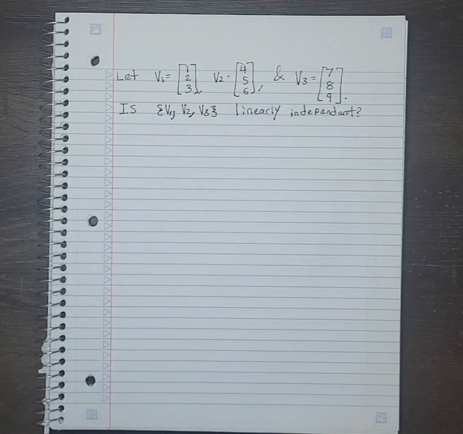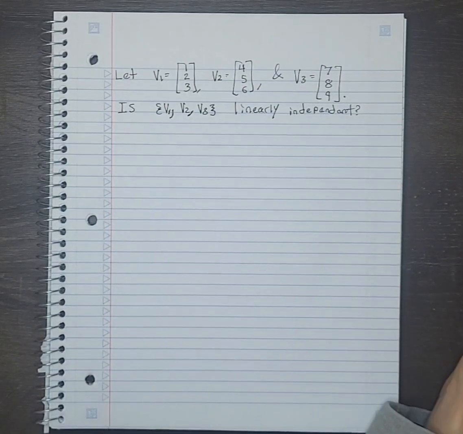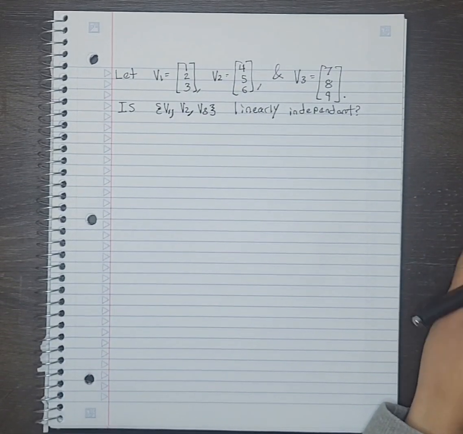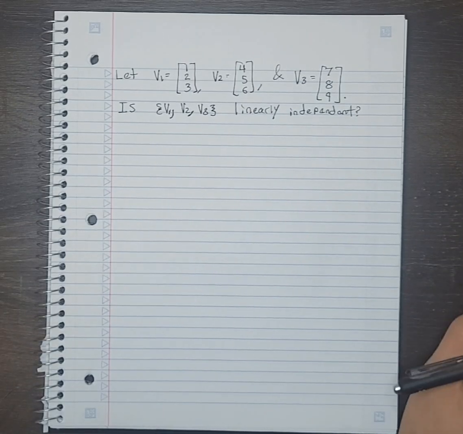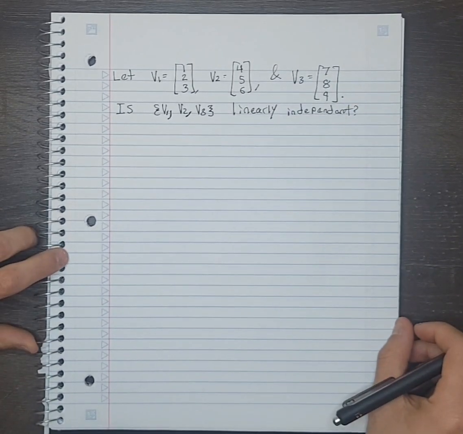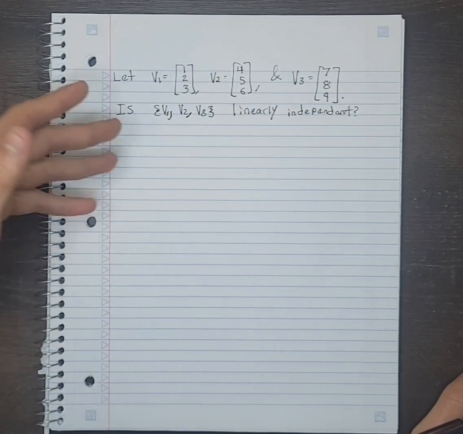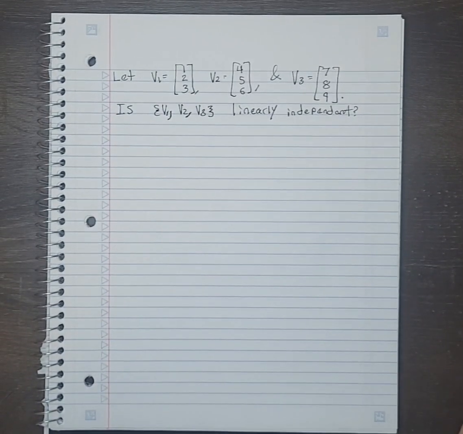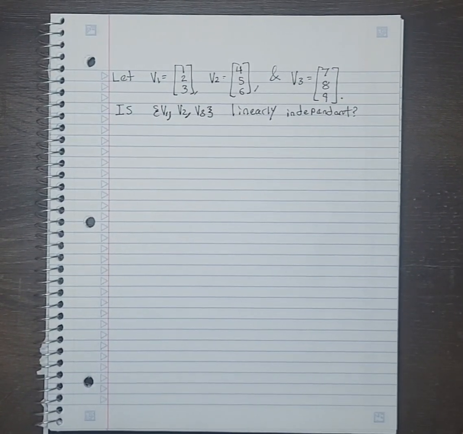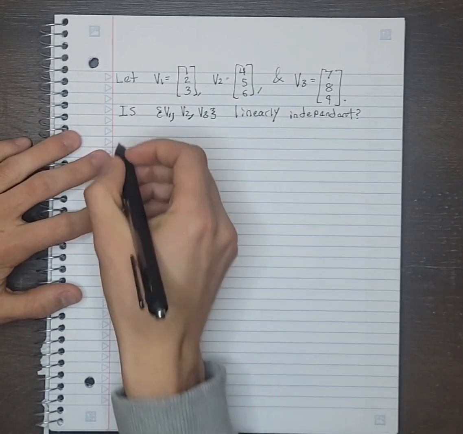So today we are looking at linear independence with a set of vectors. And before I go into how to go through this example problem, I think it's important to define what linear independence is, first of all.